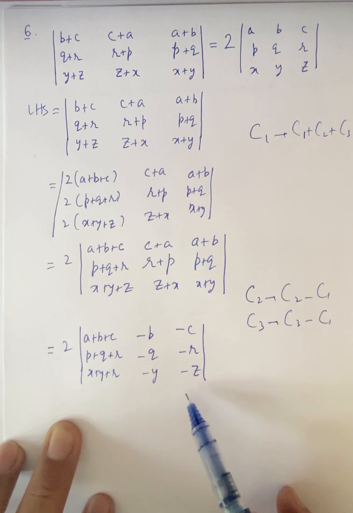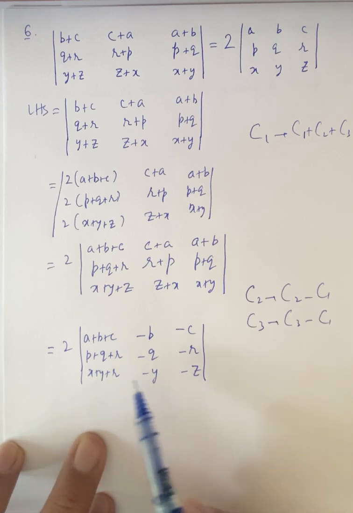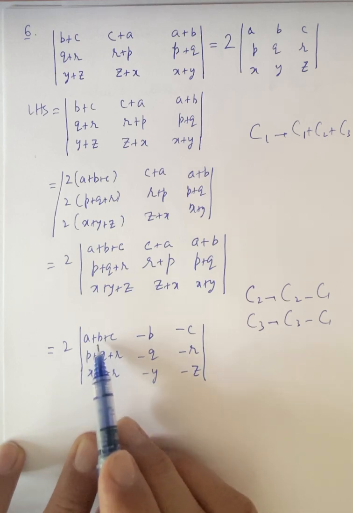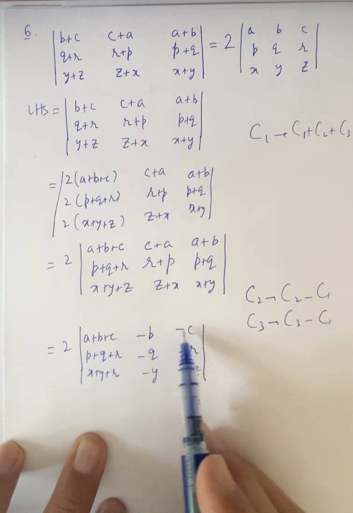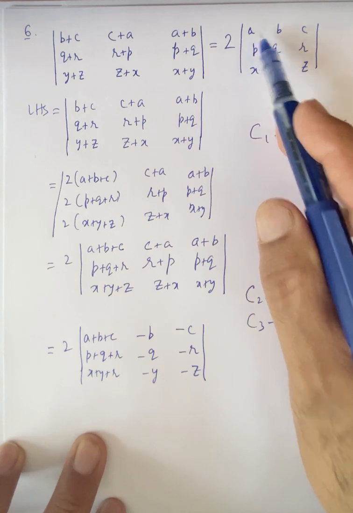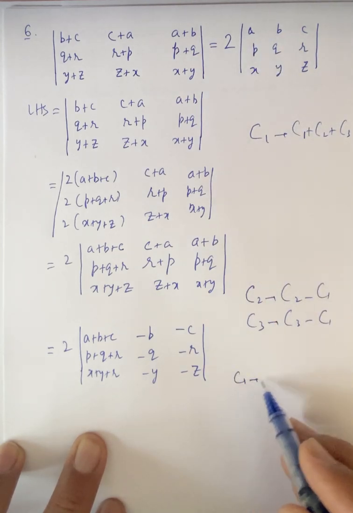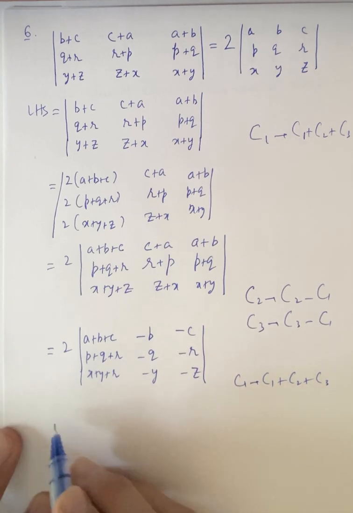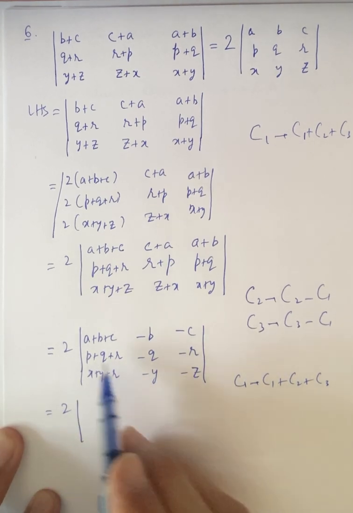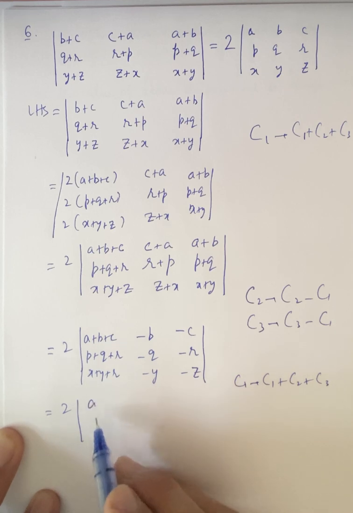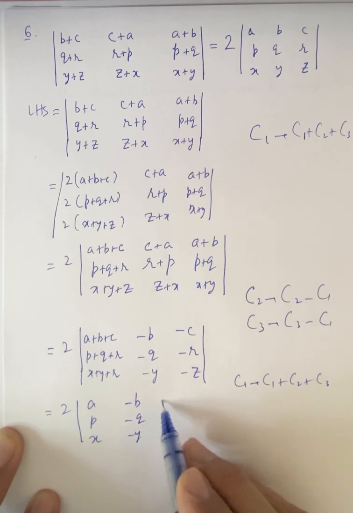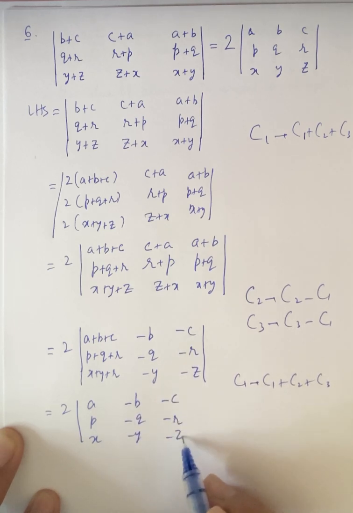We can take minus signs common, but we need a here. So what we do is we add columns, so that this plus this will be a. We need a here. Changing C1 to C1 plus C2 plus C3. This plus this is a, this will be p, and this is x. Second column, no change. Third column, same, no change.